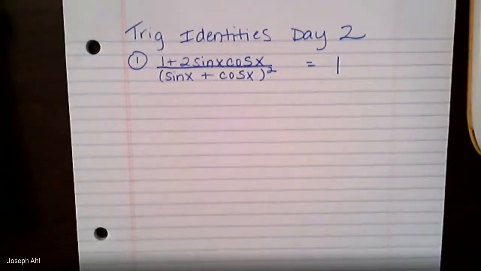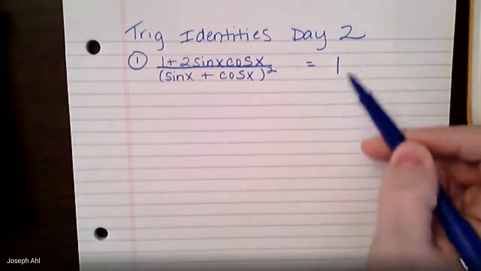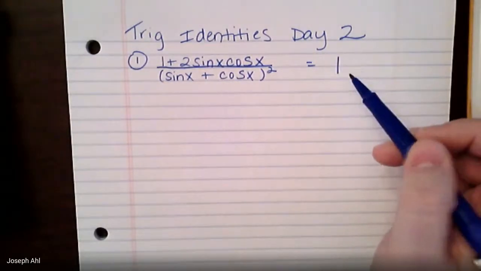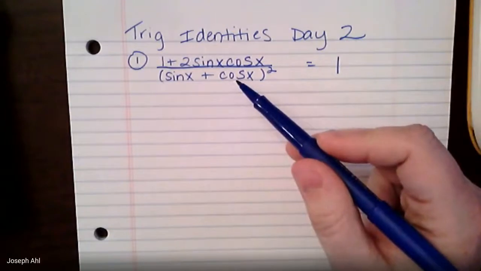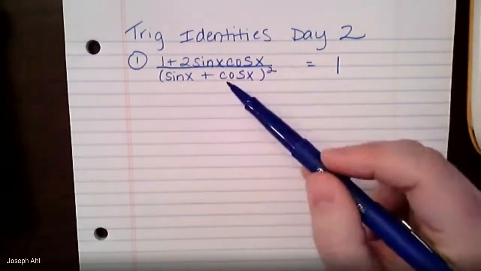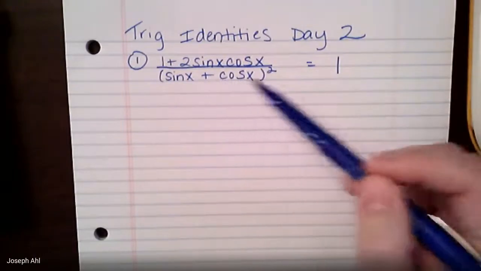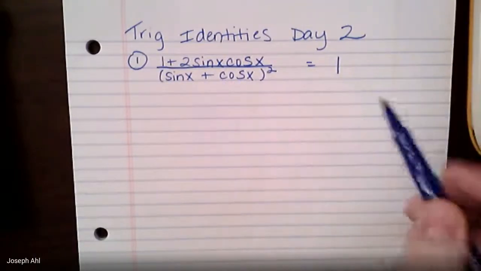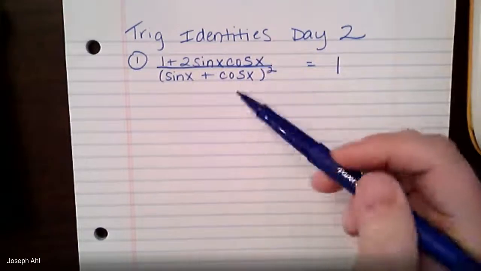So the first proof that you see in the Day 2 notes is this one right here: 1 plus 2 sine cos over (sine plus cos) quantity squared, and apparently all of that equals 1. Well, I probably am not going to be able to change that 1 very much on this side to make it look like this easily, but if I start simplifying what's on the left-hand side here, I'm going to work on that bottom, the denominator, sine plus cos quantity squared.